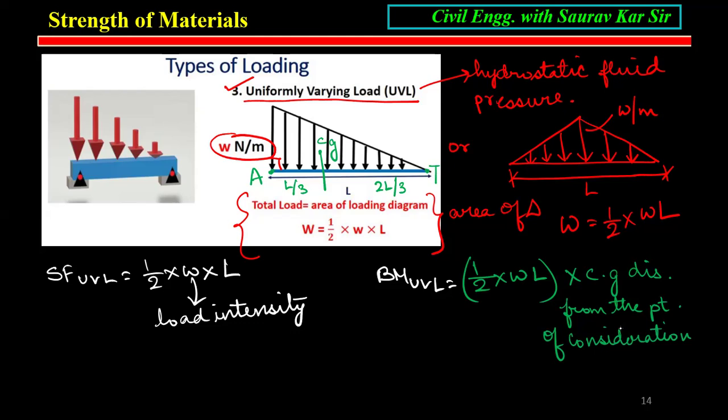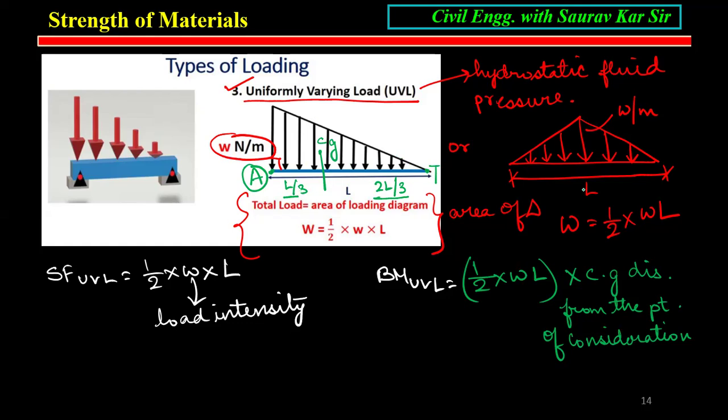So what is the CG distance? If I take A as the apex, from the apex it is L by 3, so from the tail it is 2L by 3. From the tail the length is more, 2L by 3, where L is the length of the total triangle. If you remember the CG distance, then you will have no problem.